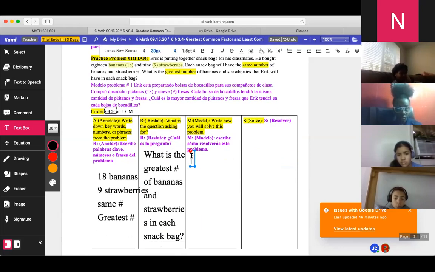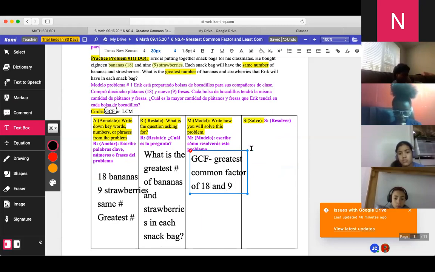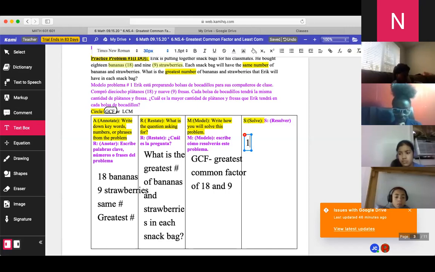Now, the model in this example is GCF, which stands for greatest common factor. That means we will have to list the factors of 18 and 9. Why? Because those are the numbers of 18 bananas and 9 strawberries. So we're going to start off with 18, the factors of 18. Remember, this is just the listing method, right? We're not doing the skip, we're doing the listing.